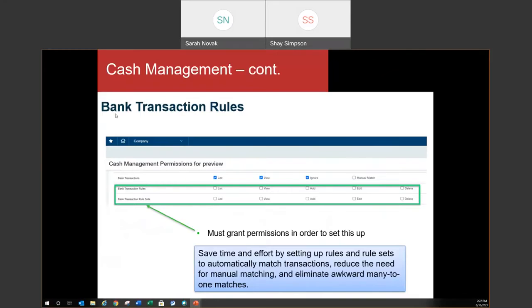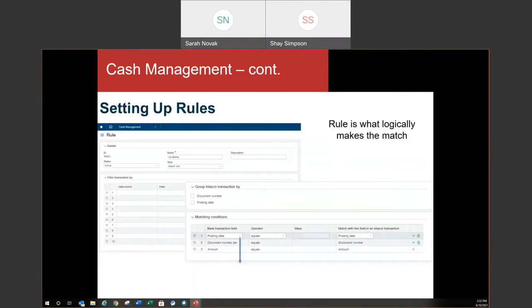Now, also looking at our bank transaction rules. If you have seen the notes on the cash management screen, that's been a pop-up for quite some time now. You know this has been coming. So we do have to set up the permissions for our bank transaction rules. So what are the rules? We not only have rules set, but we have rules themselves. The rules themselves are what logically make the match.